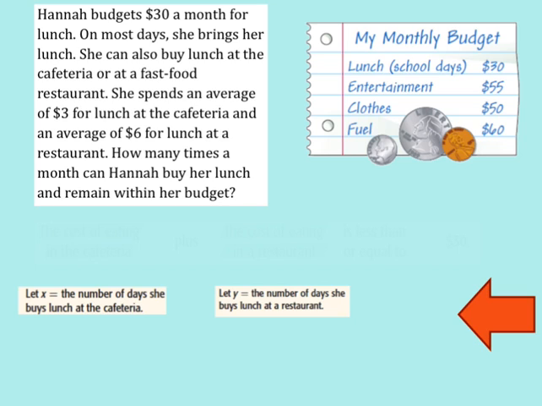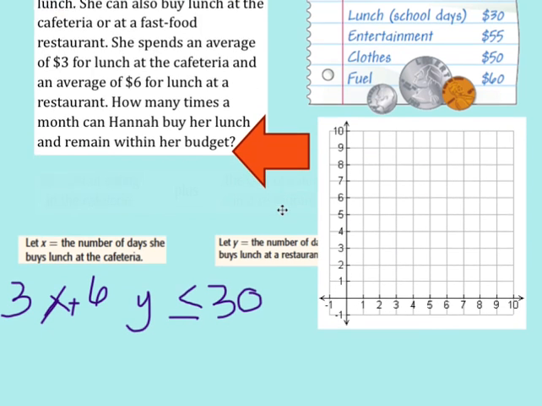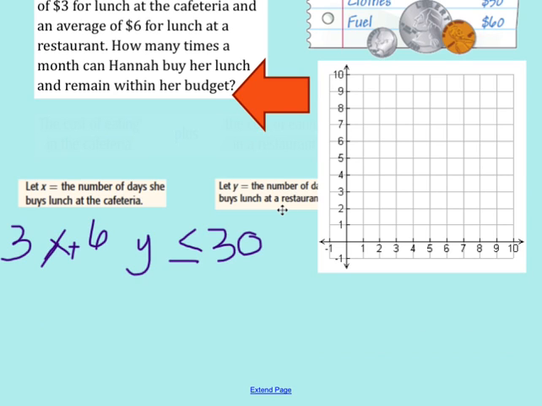So what we have here is we have $30. So whatever we spend has to be less than or equal to. We could spend exactly $30 if we wanted. So for every X lunch that I buy at the cafeteria, it's going to cost me $3. For every Y lunch I buy at a restaurant, it's going to cost me $6. So now normally when we were working on this, we would just stop there. We have our equation written, we're good to go. Well, today we're going to take it a step further and we're going to graph it.